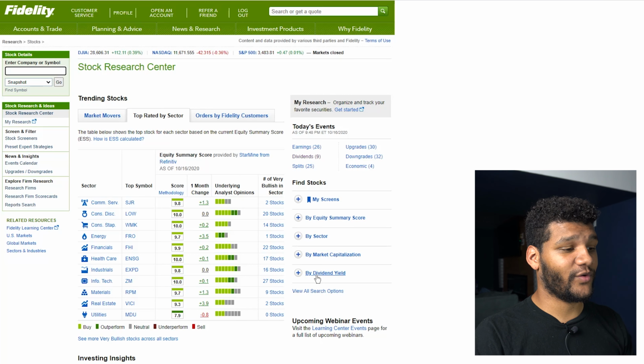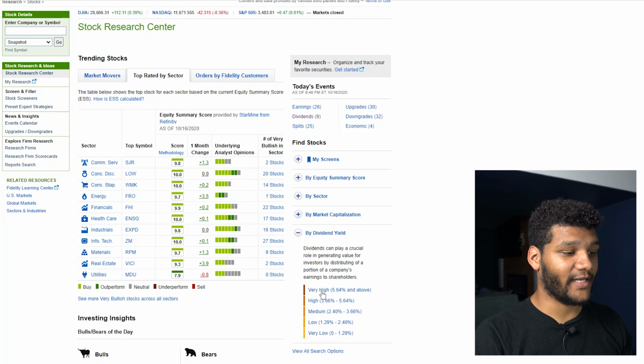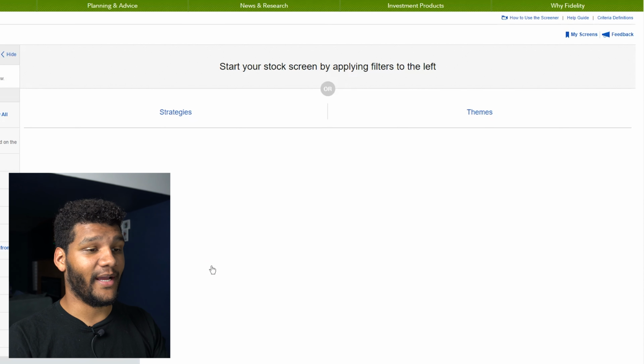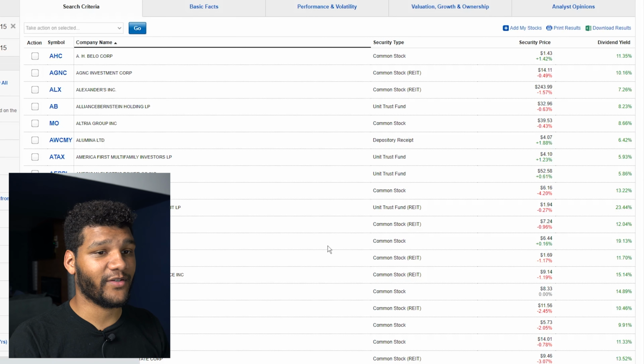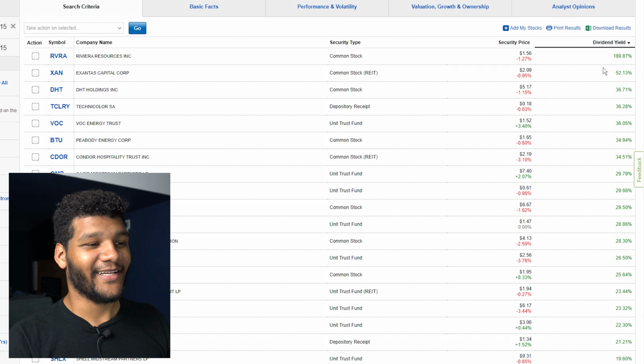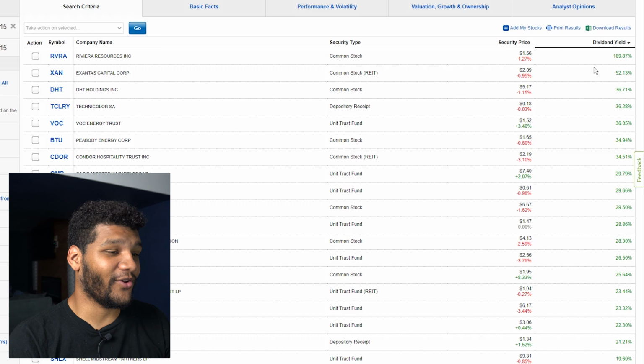So I have this up on the screen, my dividend yield. I can literally go into here and search for the dividend yield by the different stocks that they have here. So I can filter by the highest dividend yield that they have of 189%, which is not something that's sustainable. So I wouldn't even get close to that.